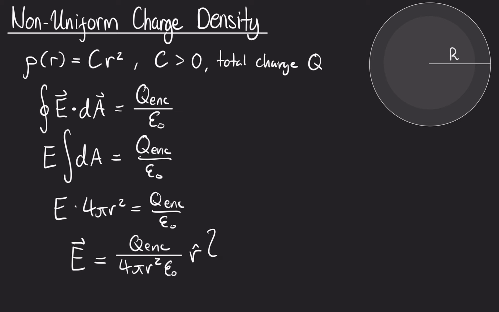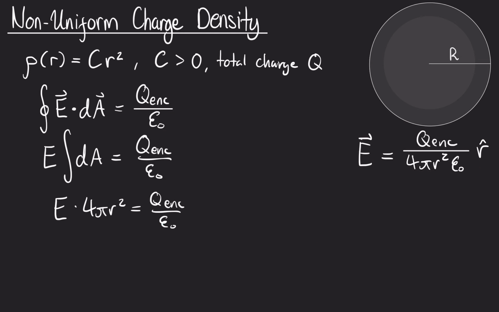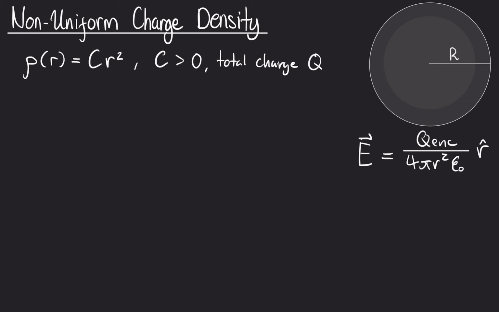And so it would be really nice if this was the answer, and it technically is, but we don't know what Q enclosed is. We need to figure out what that is. And that's going to be the main challenge in this problem. And so what we can do for now is, let's just grab this equation, and let's just put it over here. And when we figure out Q enclosed as a function of r, then we can just plug it in and get the answer. So great, we have that done.